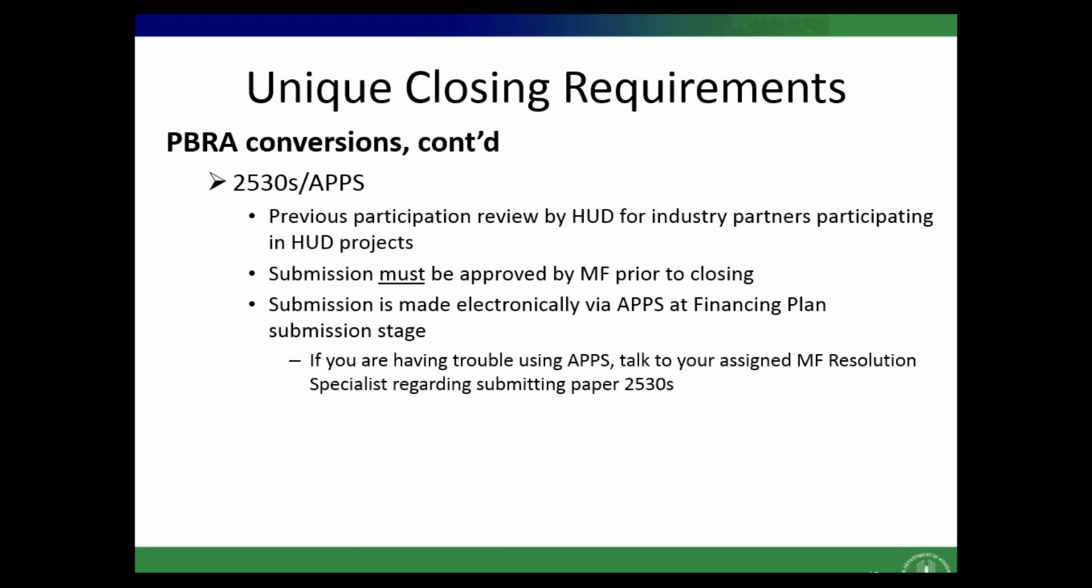The next thing is your 2530 applications. The takeaway from this is that 2530s do not have to be approved for PHAs, but any other type of ownership must have the 2530 application approved, and the application can be submitted either electronically or in paper form to the local office.